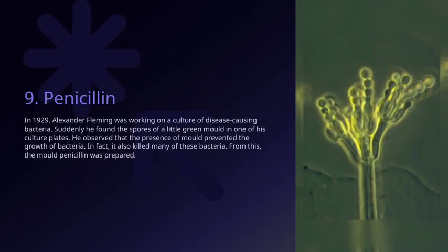In 1929, Alexander Fleming was working with a culture of bacteria that caused disease. One day, he noticed something unusual. A mold had contaminated his plate, and he saw that the bacteria around the mold weren't growing. In fact, the bacteria were dying where the mold was present. This was a groundbreaking discovery. It showed that the mold produced a substance that could kill bacteria. That mold is what we now know as penicillin.